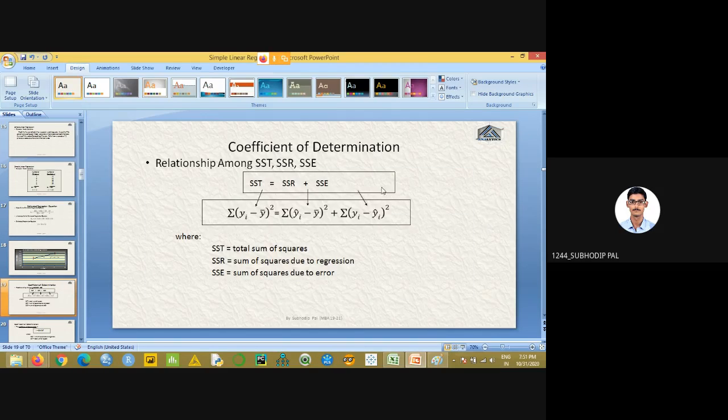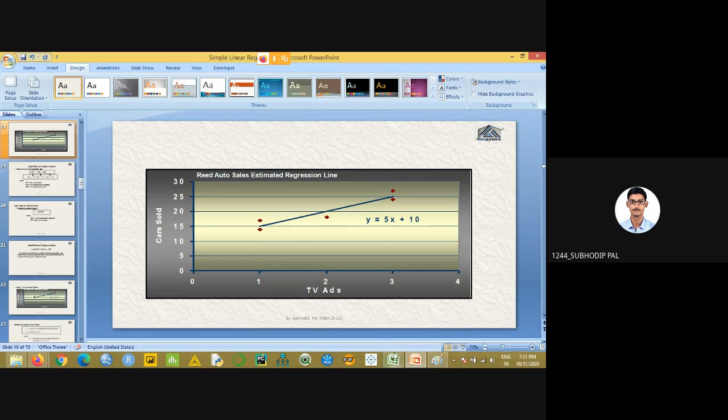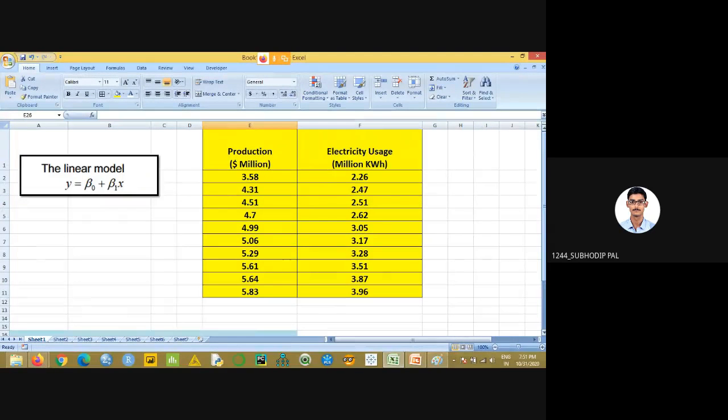So yeah, let me go to an example. This is one example I have. Now we will calculate the example manually. If you want to calculate, you can use pen and paper. So this is the production in million dollars, and the electricity usage in million kilowatt hours.